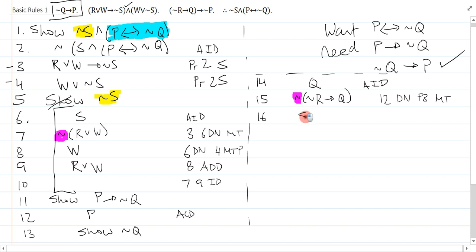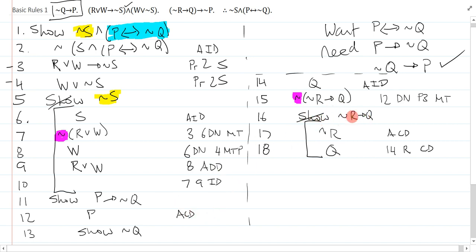When I want to show something, I write it. Show not R arrow Q. 17, not R, that's assume CD. Now I could write at this point show Q, then assume ID not Q, but I don't even need to do that. I actually realize right here on line 14 I have Q. So all I'm going to do is write 14, repeat, and then say, hey, that's a conditional derivation. I have shown the consequent. So I just skip some lines here that aren't useful because I actually already did the work.